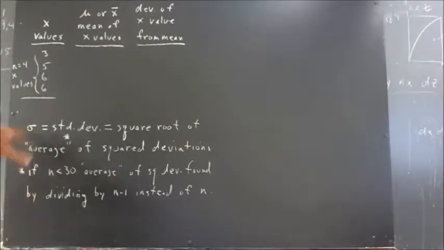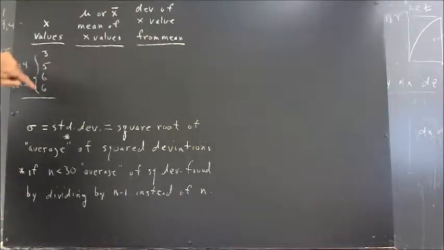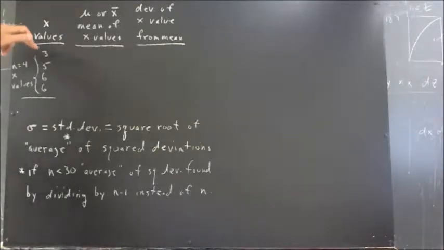We're going to illustrate calculation of a standard deviation and talk a little bit about the meaning. Okay, so we have some values, 3, 5, 6, and 6, and these are the values of which we want to calculate the standard deviation. We're going to call these x values. And we note there are 4 of them, so n is going to stand for how many x values we have. There are n equals 4 x values.